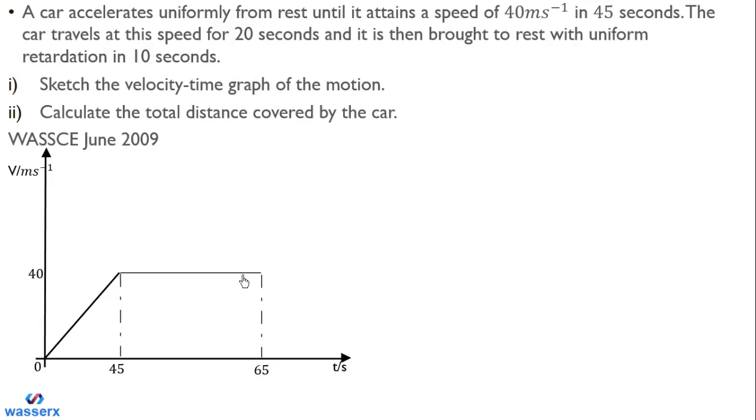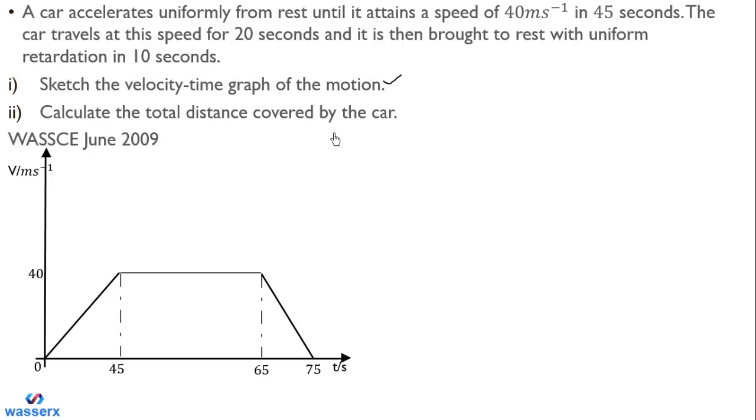Now from this stage, that is the third stage, the object was brought to rest in 10 seconds. So the final velocity over there will be 0 after the 10 seconds. So we add the 10 to the 65 to get 75, and we move from this 40 to the final velocity, which is 0 meters per second. So this is how the graph for the motion will look like. That is the first part of the question.